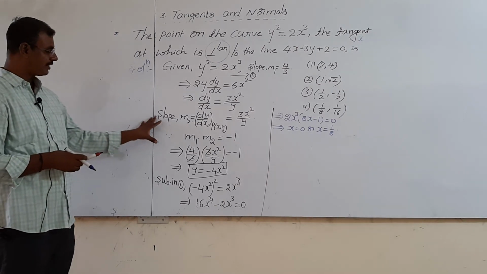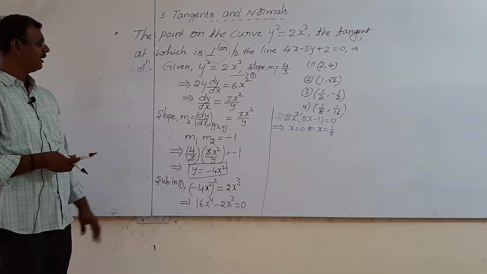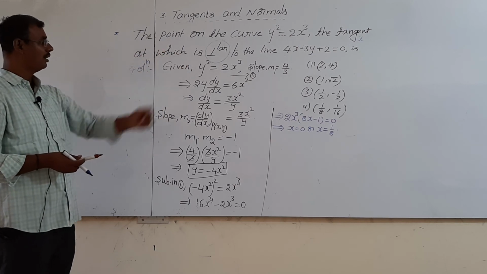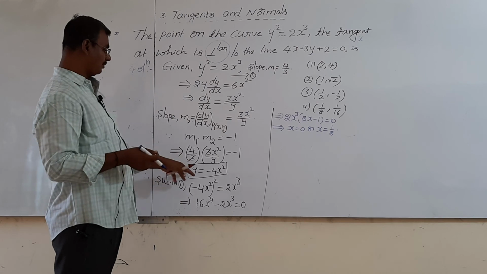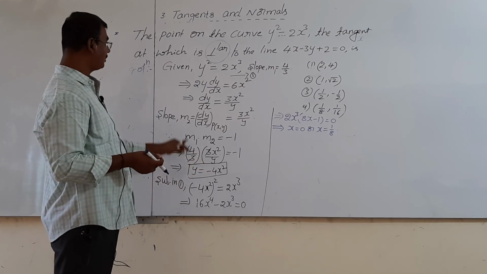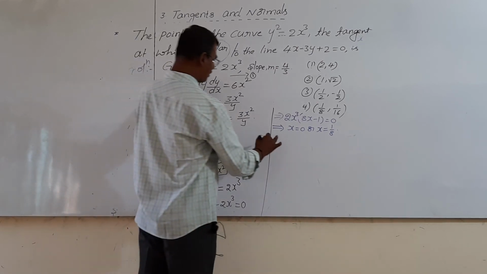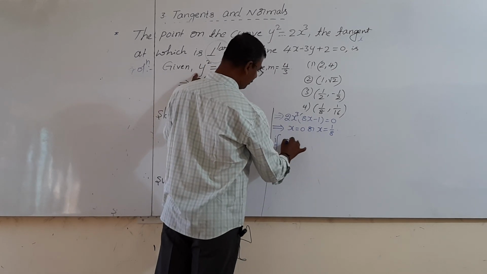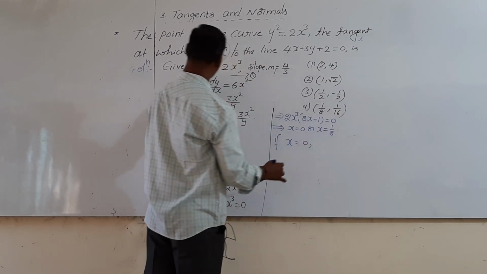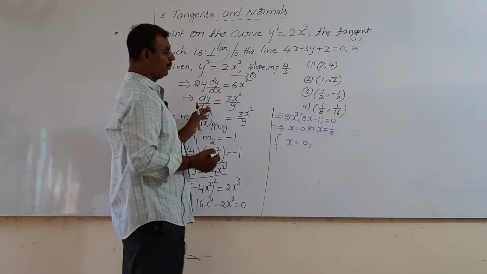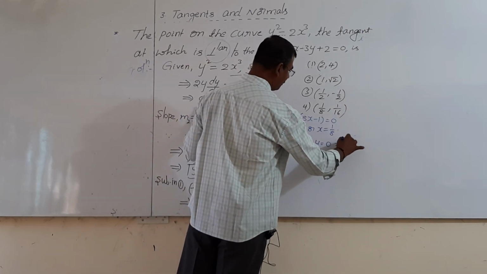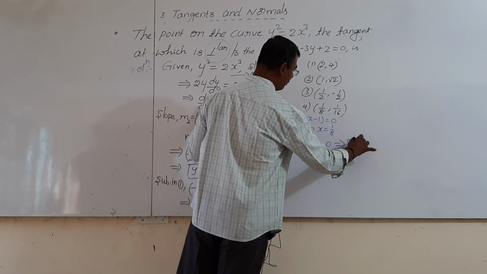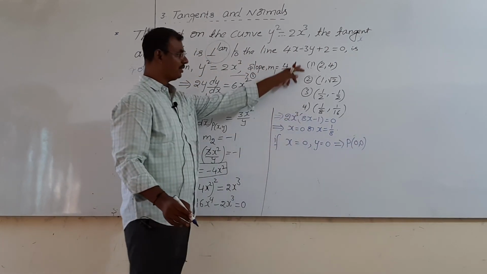So we got the x coordinates. Now find the y coordinate. If x is equal to 0, it is very easy to find the y value. From the given curve, y also should be 0. So what is the point here? 0, 0. Is it there in our options? No.